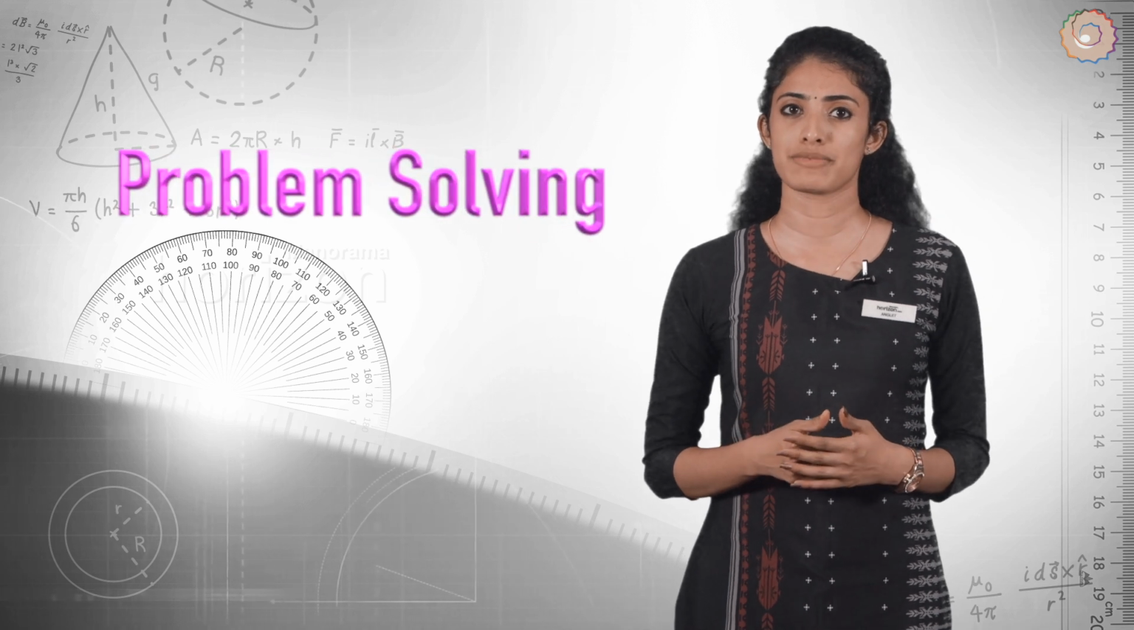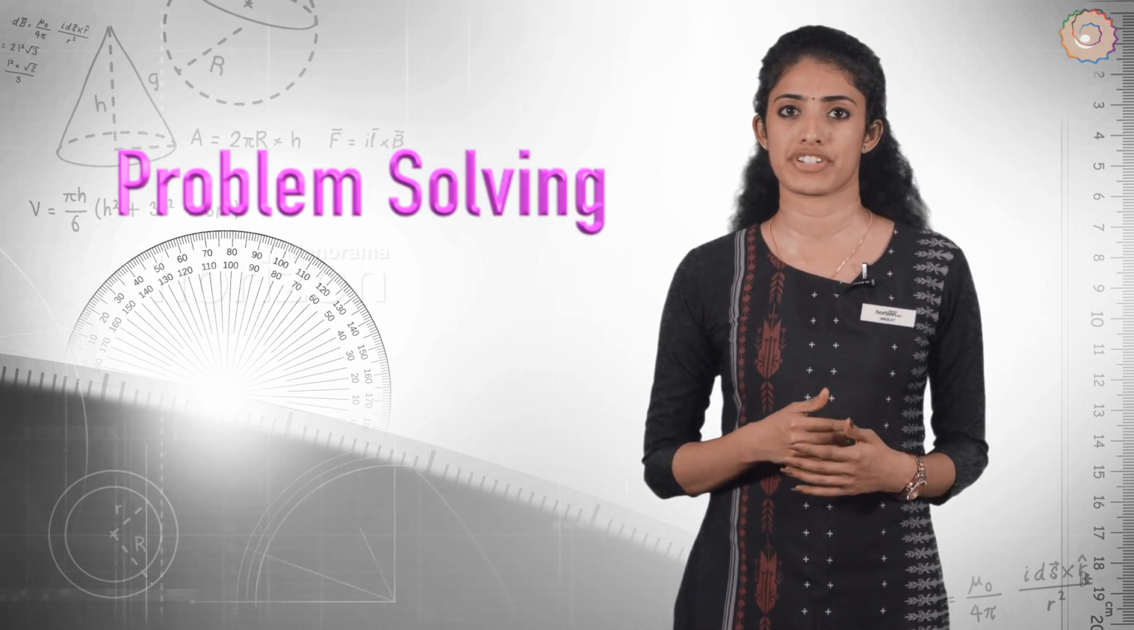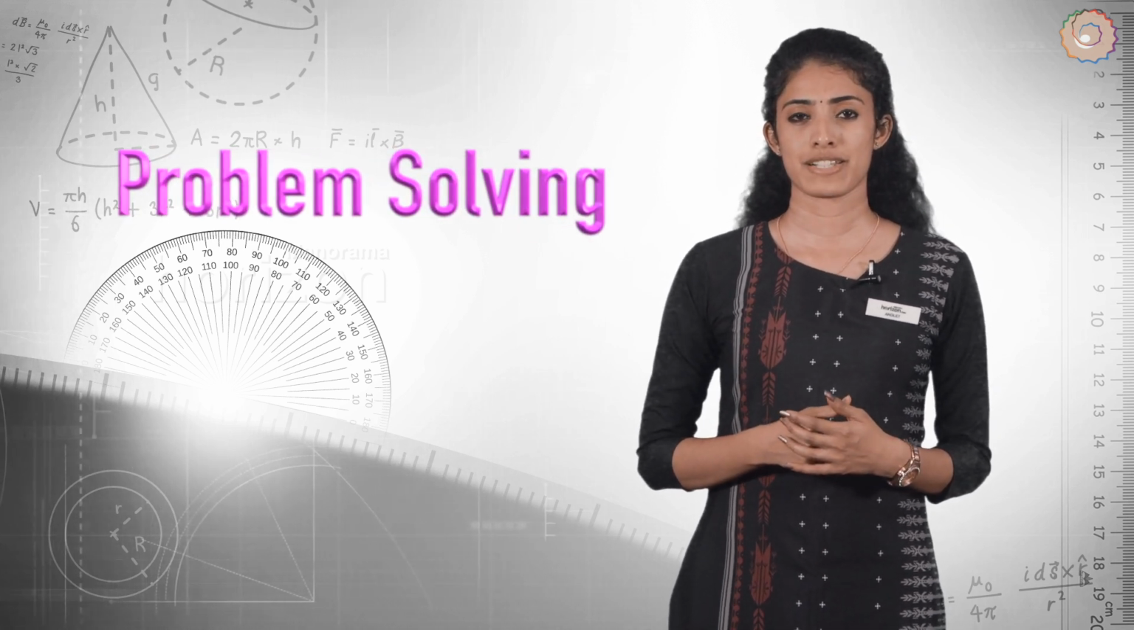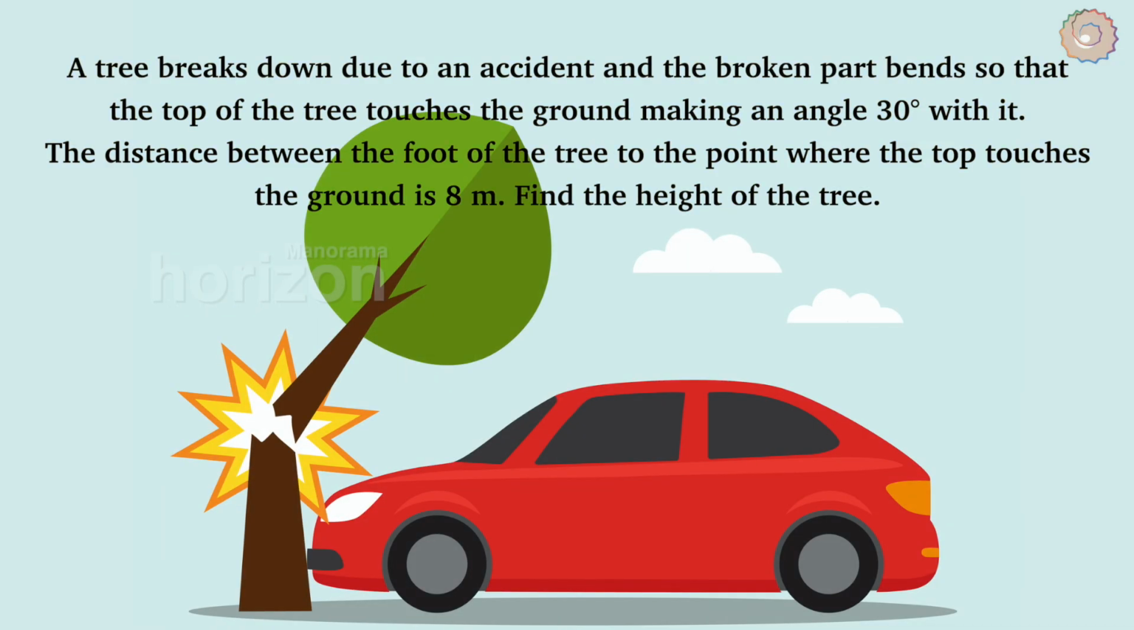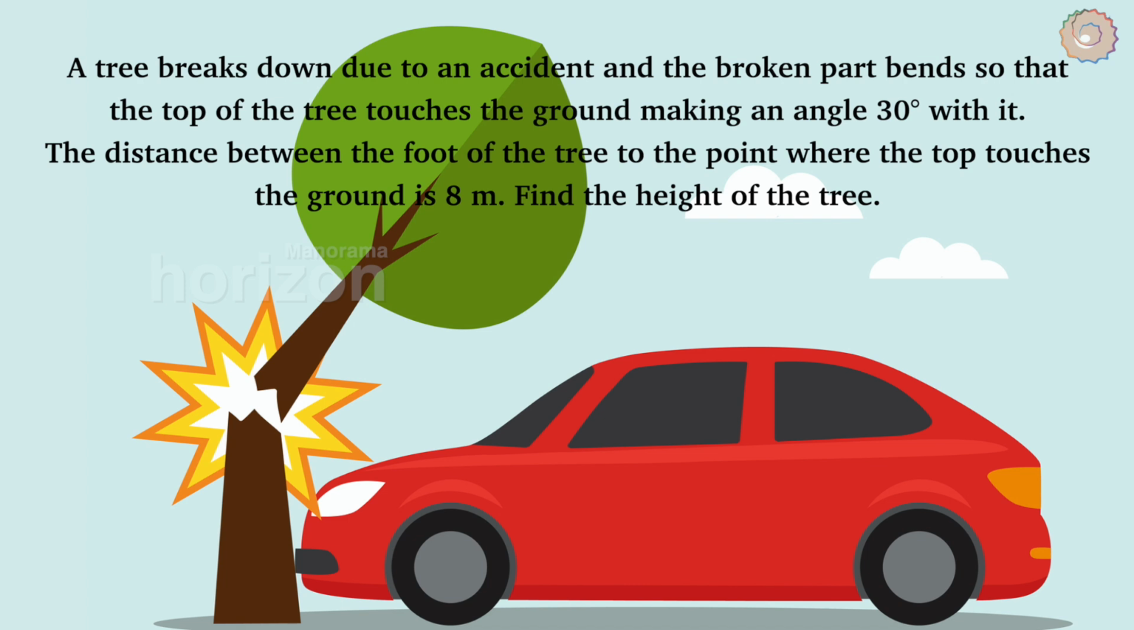Let us solve some problems based on the applications of trigonometry. First problem: a tree breaks down due to an accident and the broken part bends so that the top of the tree touches the ground, making an angle 30 degrees with it. The distance between the foot of the tree to the point where the top touches the ground is 8 meters. Let us find the height of the tree.